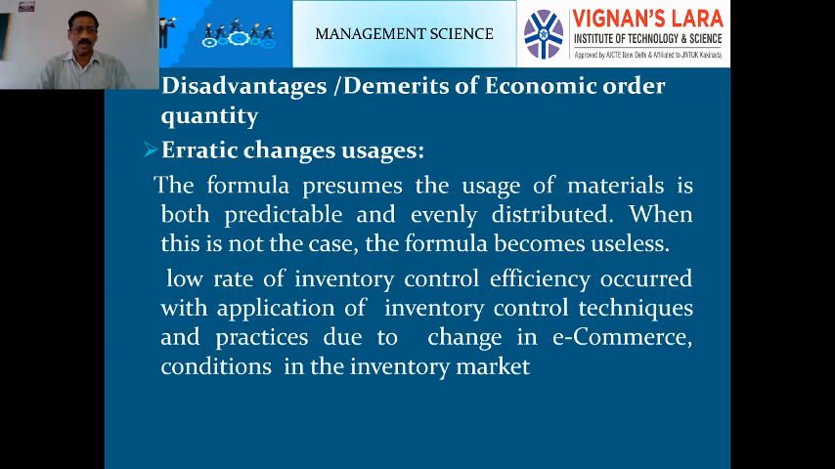It is not possible. Why? Because in the market there are erratic changes due to so many problems: political problems, strikes, lockouts or natural calamities. Immediately the material becomes scarce and the material prices increase. How can you say this is the need? It is not possible. The formula assumes that the usage of material is both predictable and evenly distributed. When this is not the case, the formula becomes useless.